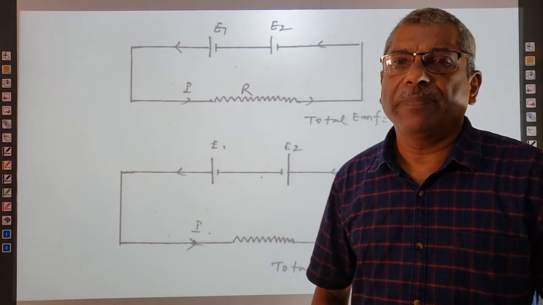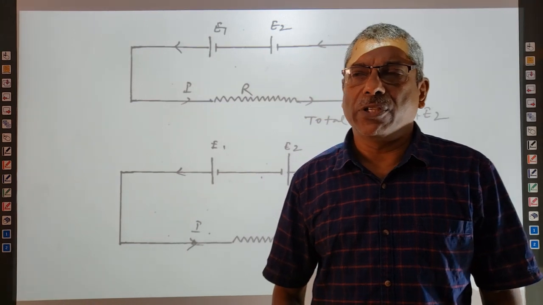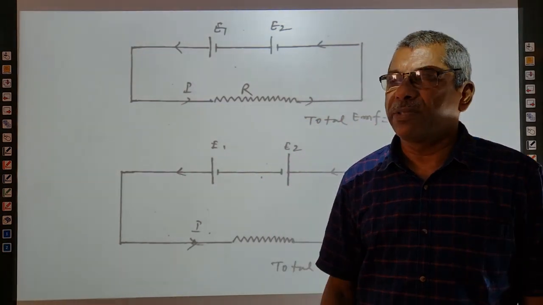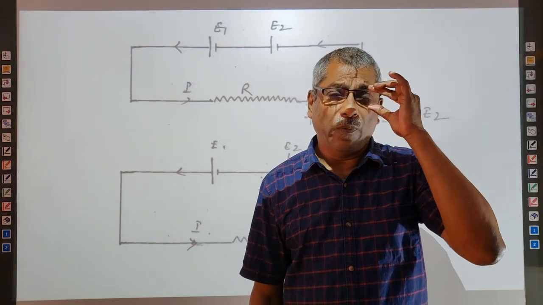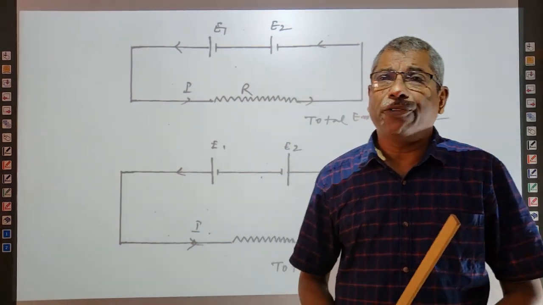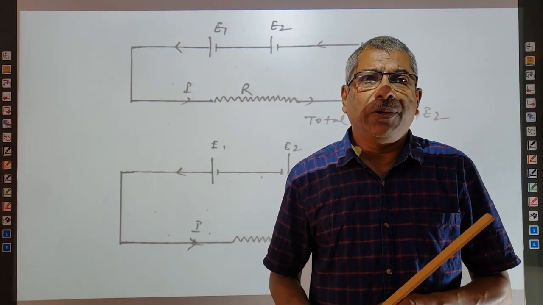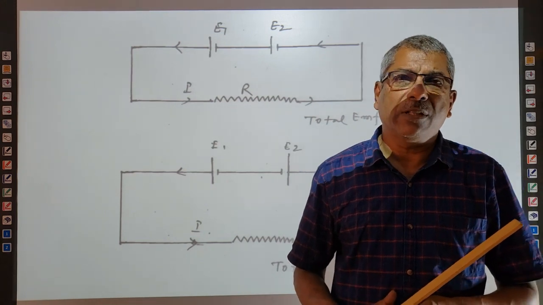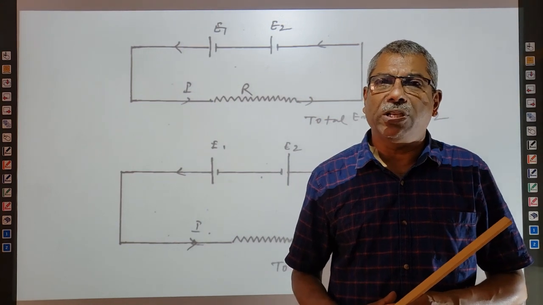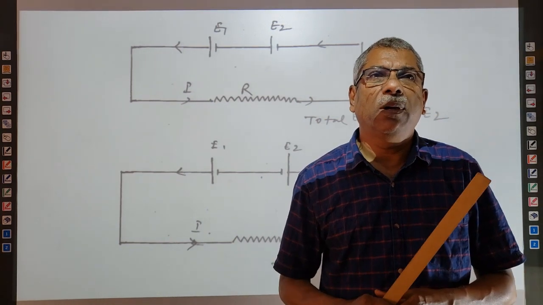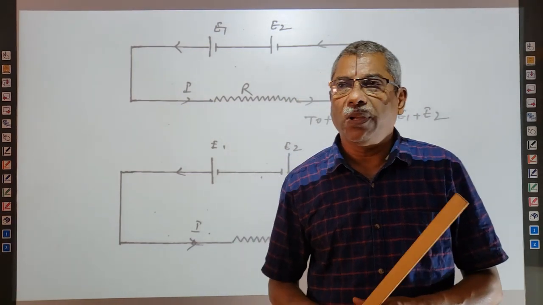In the last class in electricity, we learned about a combination of cells, batteries, etc. Three kinds of combination we have discussed. One is series combination of cells, two parallel combination of cells, and three mixed combination of cells.